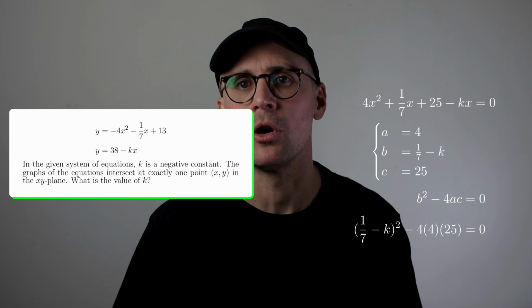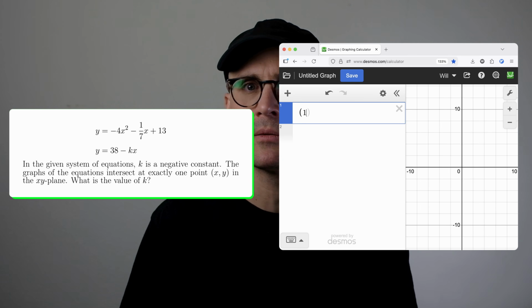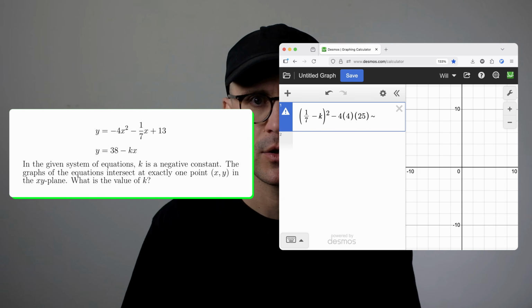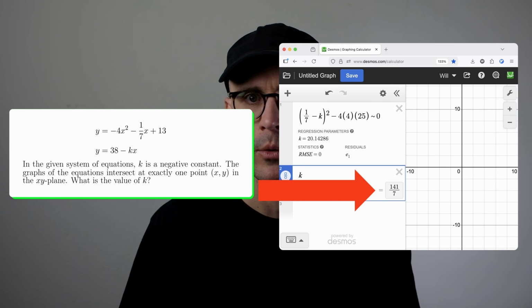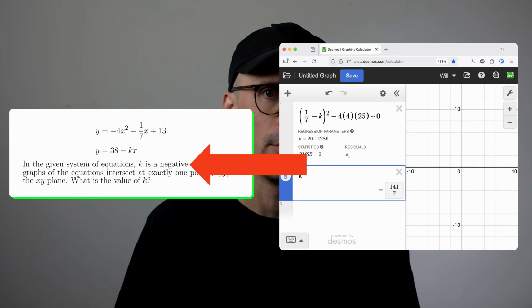The next step is to solve for k. You might be thinking, let's just use a Desmos regression, but this doesn't quite work. Entering this into Desmos and replacing the equal sign with the squiggle, like so, gives us a possible value for k, 141/7, which is wrong, because our problem stated that k must be negative. And this is where our other approach comes in.